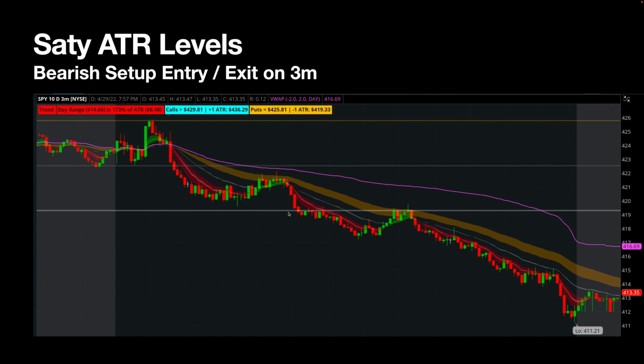You can exit on the flush down. It keeps testing this, so this is where the 3-minute is super nice. It tests this, and it keeps going down. Maybe you have a tight stop here on the minus 1 ATR level. Maybe you're keeping a stop at the 50 EMA. You could keep a stop at the VWAP. You could keep a stop at break even where you were. There are a number of different ways you can play it.